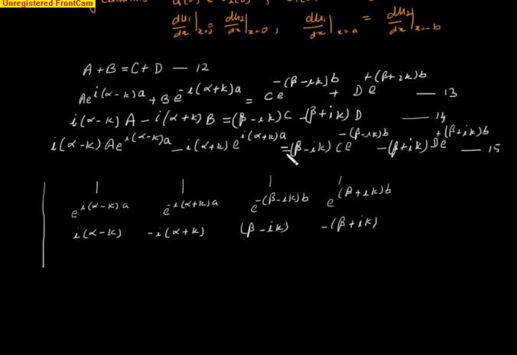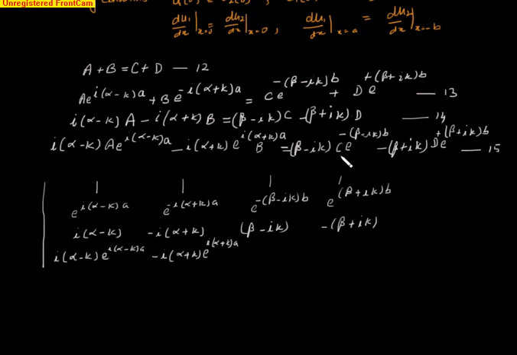Now let us write the coefficients of a, b, c, d in equation 15. Here I will get iota times (alpha minus k) e raised to iota (alpha minus k) a. Then the coefficient of b: sorry, I have to put b here also, I forgot that. So the coefficient of b will be equal to minus iota (alpha plus k) from here, e raised to iota (alpha plus k) times a. So therefore we get the coefficient of b.